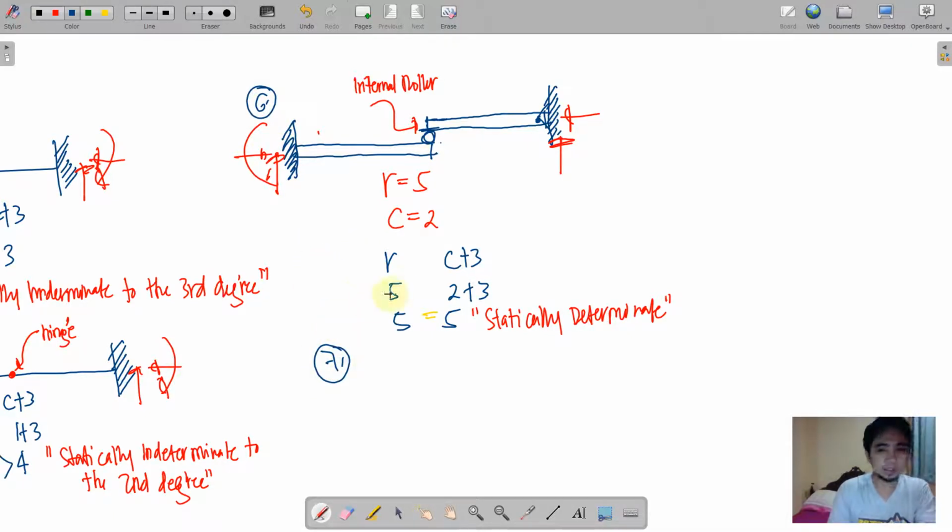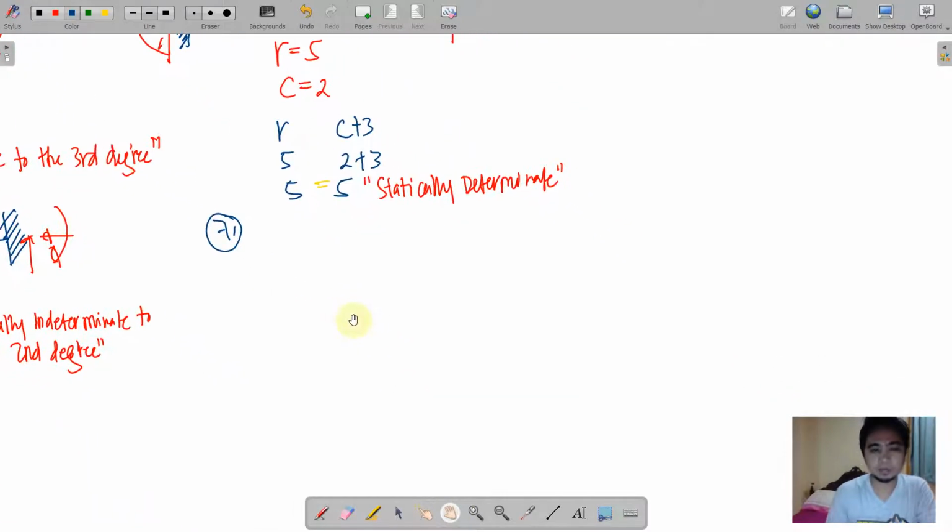Okay, so for the 7th problem, we have a beam that is restrained at one end. So if this is restrained at one end, it is called an overhang. If we're going to add here a roller at the edge, this is what we call a prop beam. And then if we're going to add another one here, then we must evaluate now for its determinacy. So this is not an internal roller. Okay, so we do not have any internal reaction here, so there will be no internal coefficient.